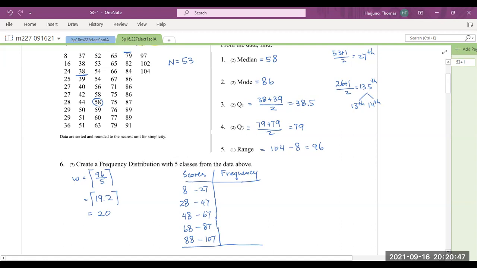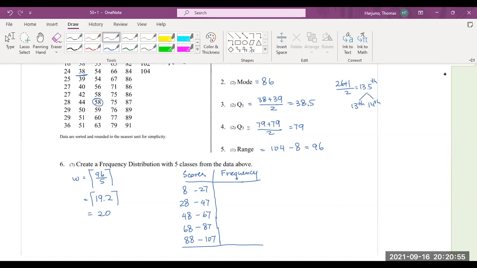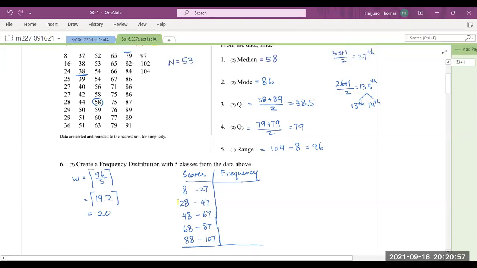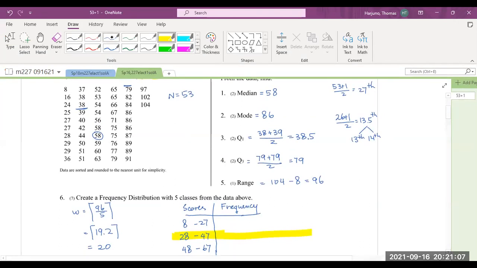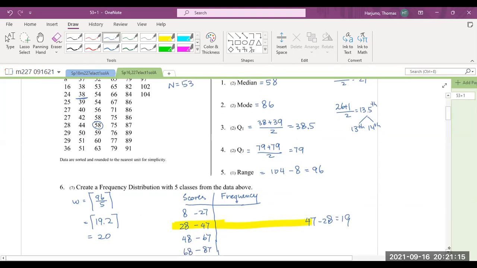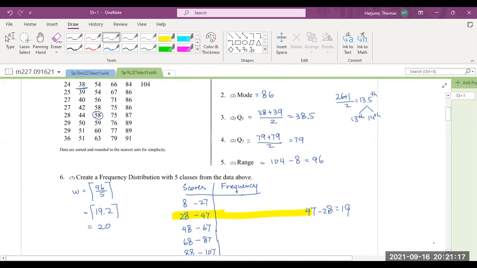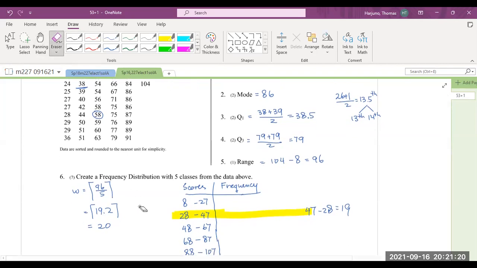Now you may wonder, but Thomas, the class width is 20. But if I see here, let's say we pick this class here, the class width seems to be only 19. How do you get that 19? Because 47 minus 28 is 19. So the class width is only 19? Well, that's how you might count it, but that's not how you actually count.